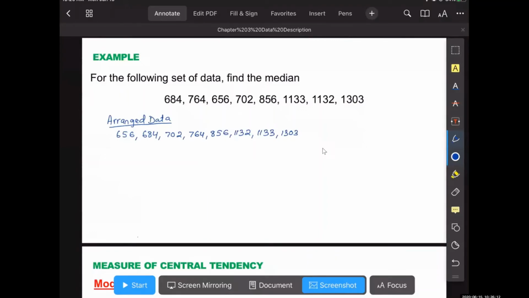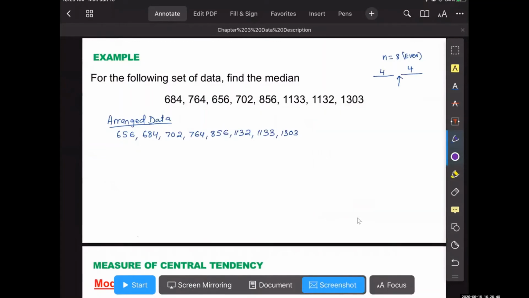So after we arrange the data, we look for the number of observations. How many observations are there? 1, 2, 3, 4, 5, 6, 7, 8. N is equal to 8 this time, which is an even number. And if you want to find the middle for this one, you'll have 4 on this side, 4 on this side, and you don't see anything in the middle, right?